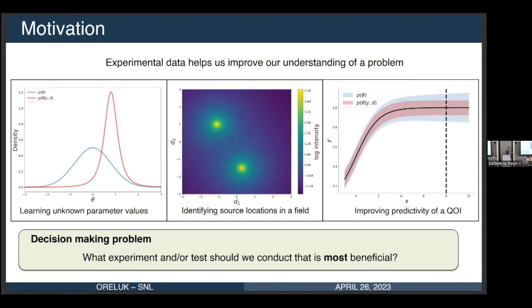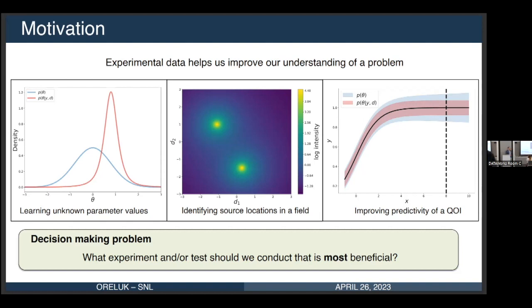Myself, I'm a computational scientist, so when I think about getting experimental data, I'm trying to learn something about my model. Maybe on the left here, we're trying to learn some unknown parameter in our model. In blue, we have some prior distribution of the uncertainty of this parameter theta. After we observe some data, we can condition on that data and get a posterior distribution that's shown in red as a new update.